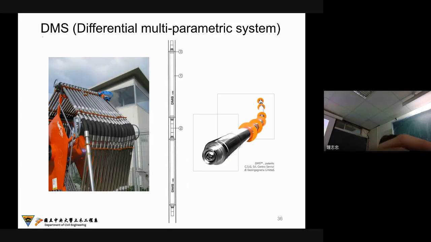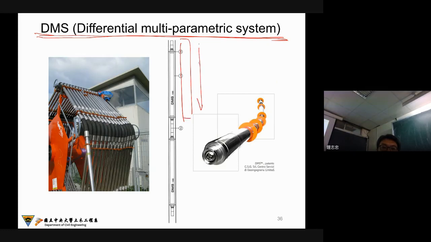And then this is the same, the DMS, the same idea with the series. Maybe also this is 50 centimeters, okay, and a small connection, and another 50 centimeters of measurement for the inclinometer. Okay, this is the DMS, differential multi-parametric system.